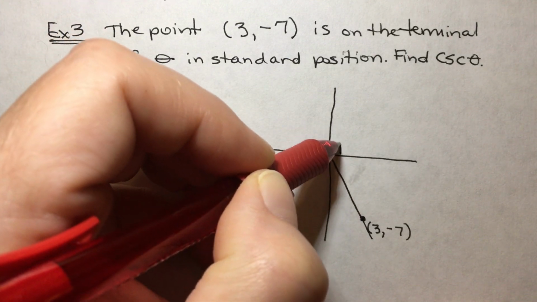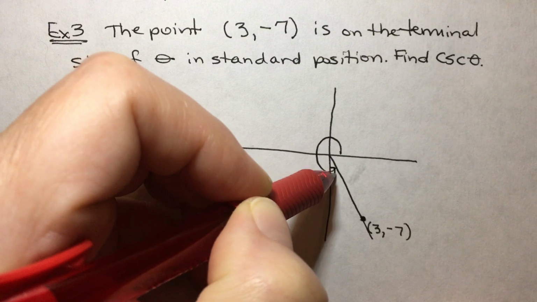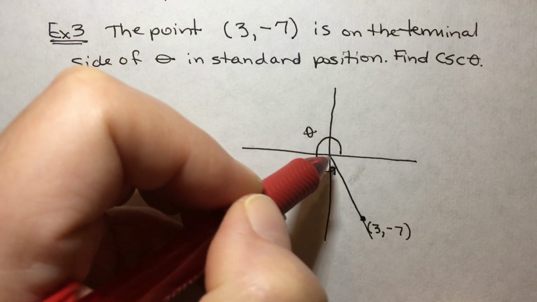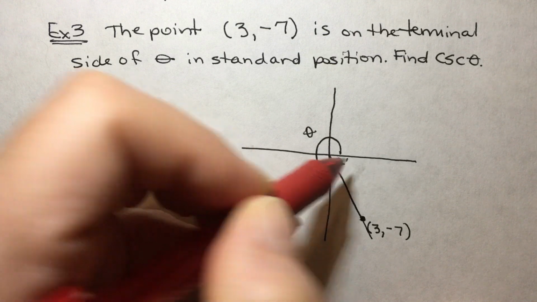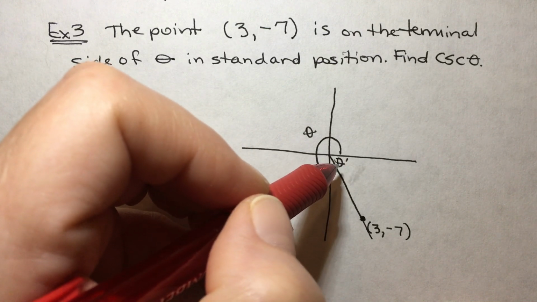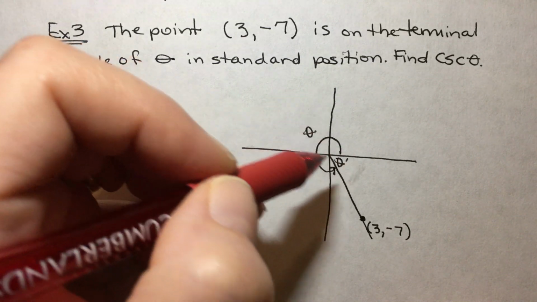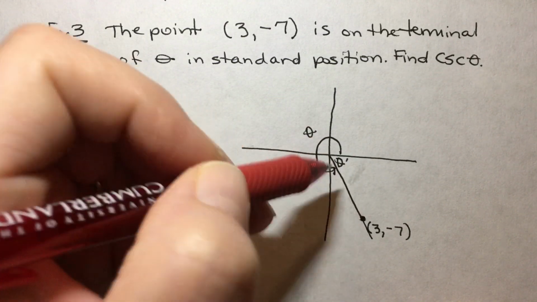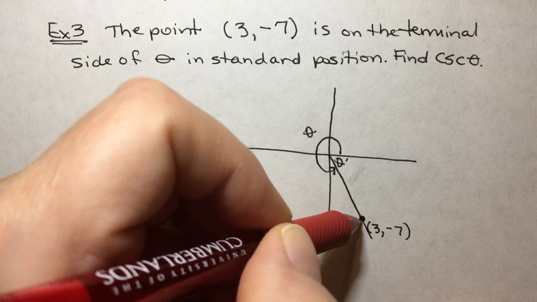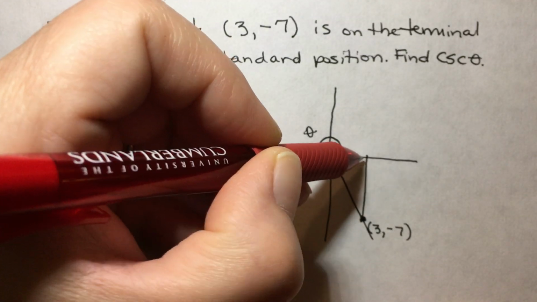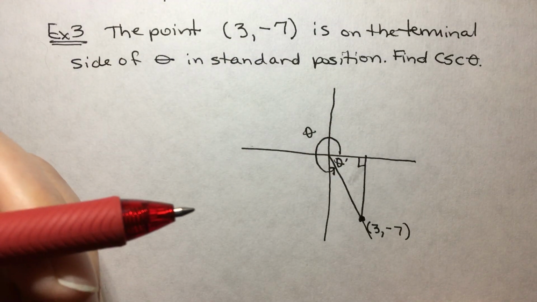It doesn't really matter. So theta is some angle that ends there, which means we have a reference angle here called theta prime. I don't know its angle measure, but I don't need to. It doesn't matter. All I need are side lengths for the triangle. So I'm going to have to complete my triangle. So pick that point 3, -7 and connect it to the x-axis with a perpendicular.